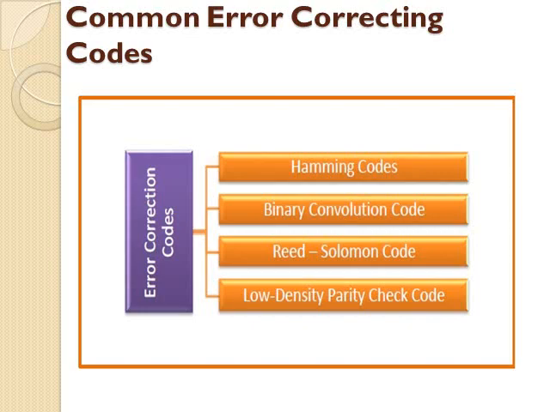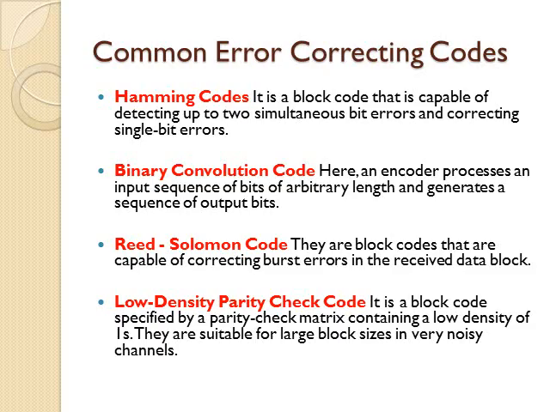Common error correcting codes are Hamming codes, binary convolution codes, Reed-Solomon codes, and low density parity check codes. Hamming code is a block code that is capable of detecting up to 2 simultaneous bit errors and correcting single bit errors. Binary convolution codes (BCC): here an encoder processes an input sequence of bits of arbitrary length and generates a sequence of output bits.